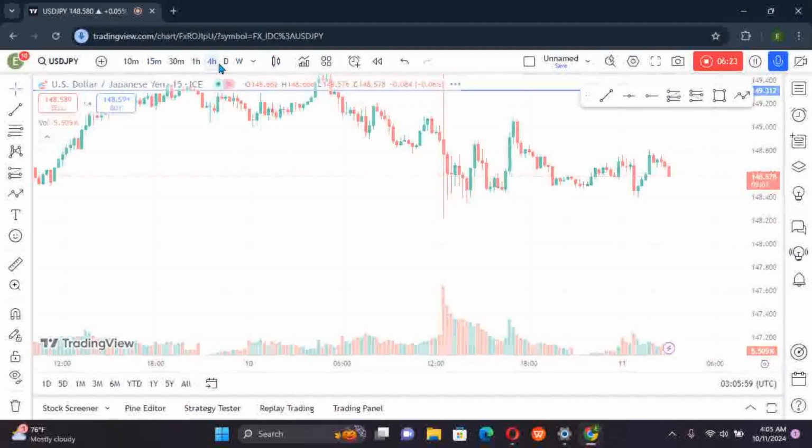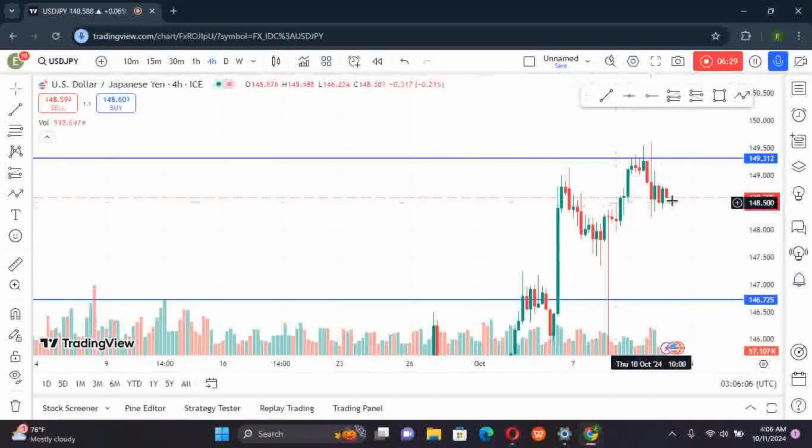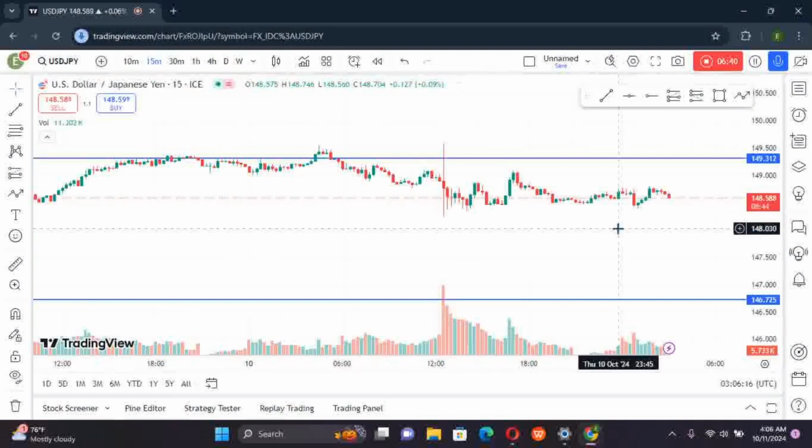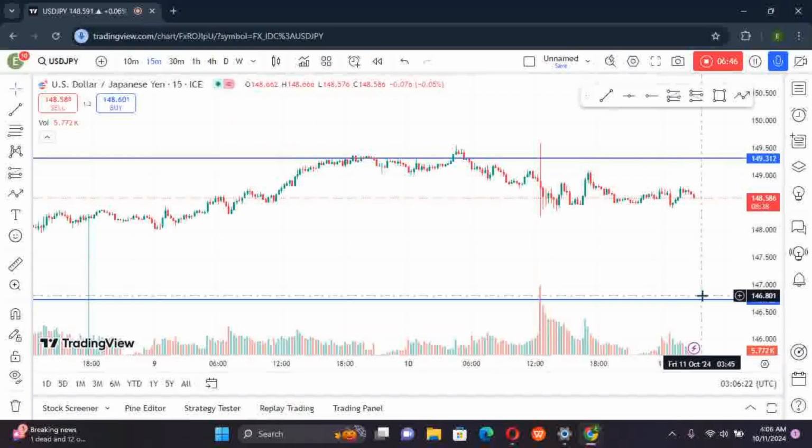Like on the 4-hour time frame, we discover that we're looking for a retracement. Price has retraced to a key level where we'll be looking for buy entries, because this is an uptrend. So basically, after seeing some rejections here, we'll be looking for buy entries. But when you come down to the 15-minute time frame, you discover that price is at a resistance zone or at a consolidation zone.